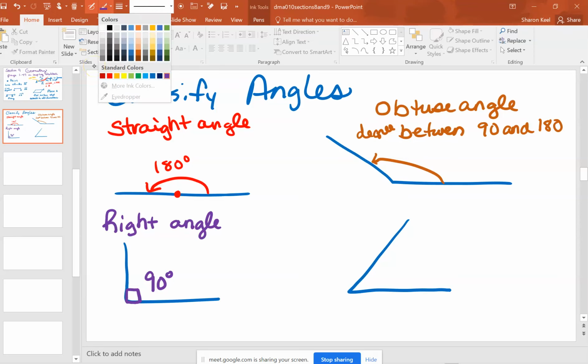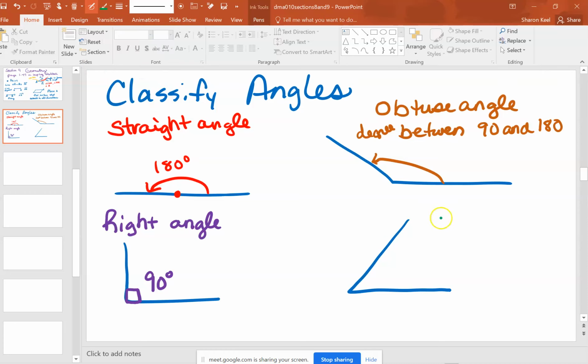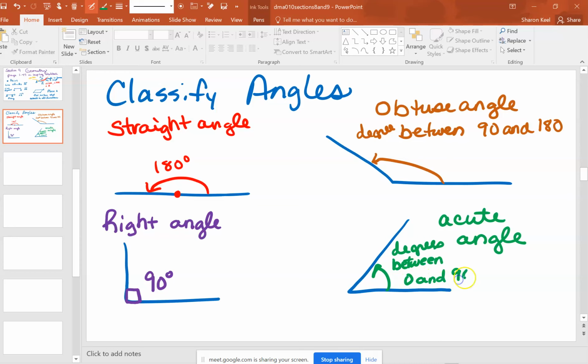The last angle here that I'm going to name is an acute angle. The measurement for an acute angle is going to be, the degrees will be between 0 and 90 degrees. Okay? Can't be 90, it'll be like 89.9999. But between 0 and 90 is going to be an acute angle.